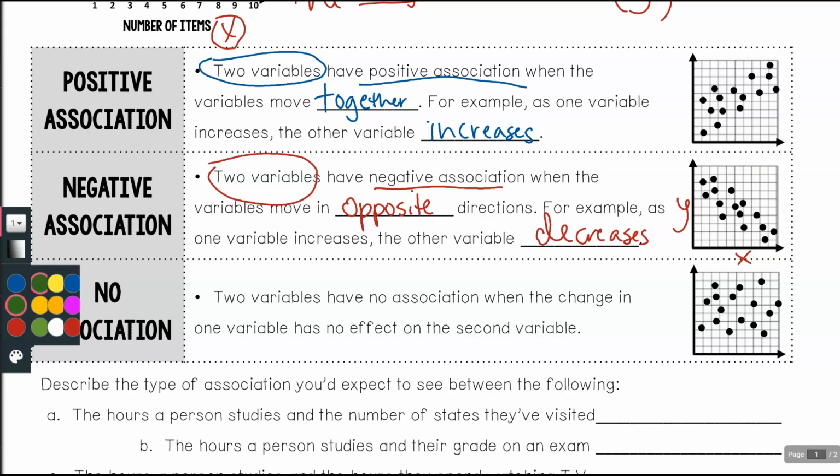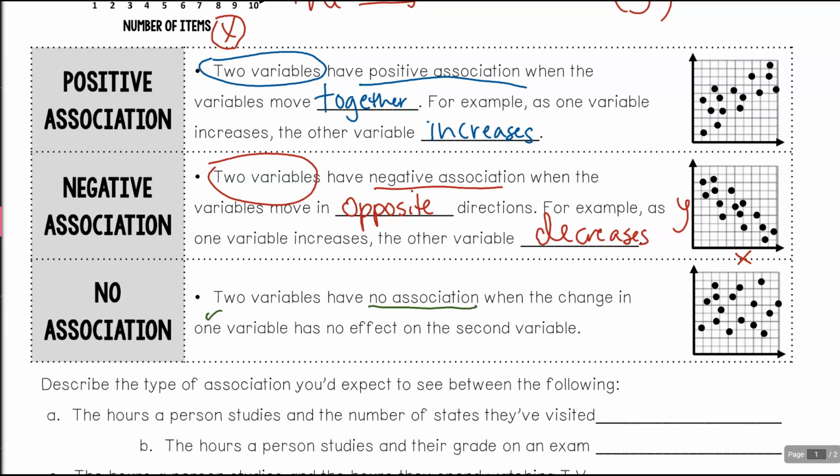The last one is our no association, right? They have no association when one variable has no effect on the second variable. So the important thing here is looking at your variable pieces and understanding if there's no relationship.